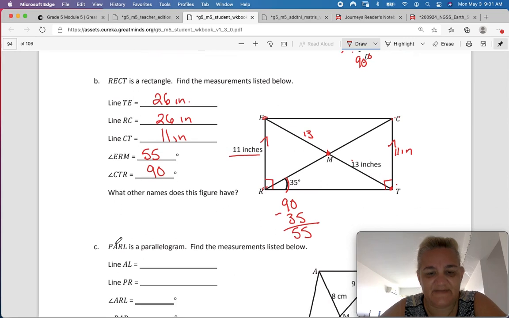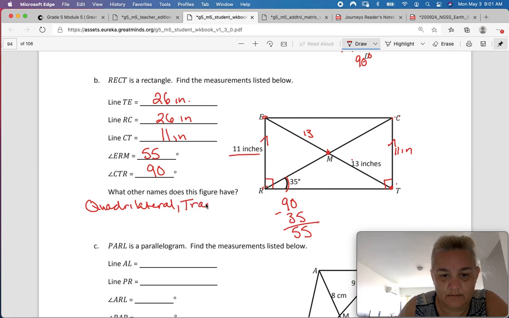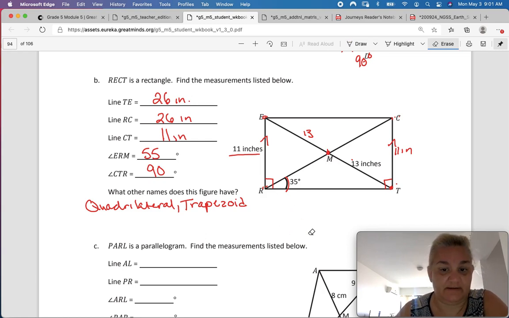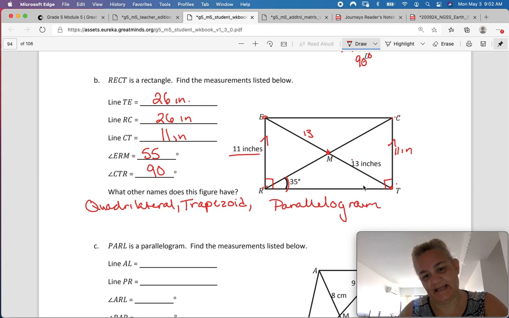What other names does this figure have? Well, it's definitely a quadrilateral. It has at least one set of parallel lines, so it's also a trapezoid. It has 2 sets of parallel lines, so it's a parallelogram. It's not a kite, it's not a rhombus, it's not a square. I think that's it. Quadrilateral, trapezoid, parallelogram.